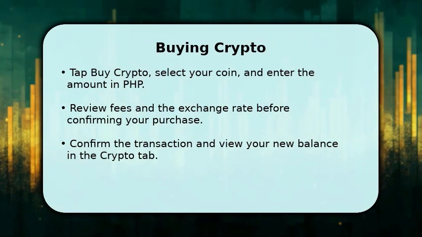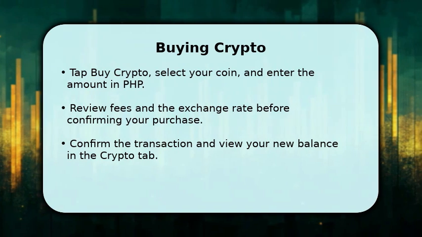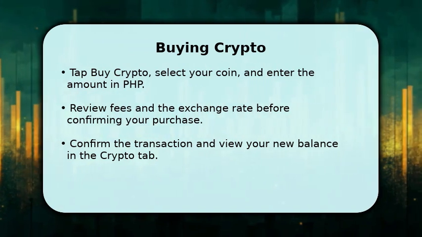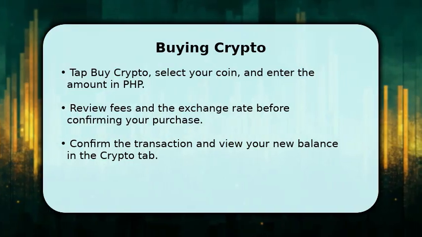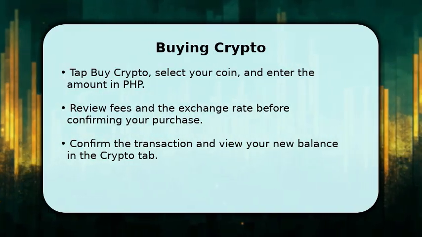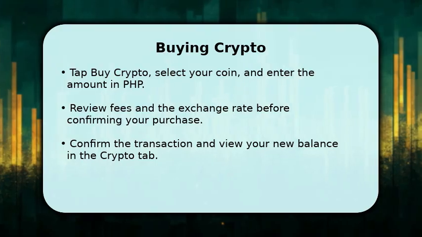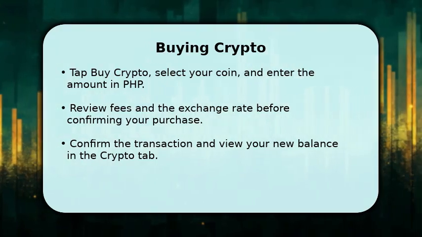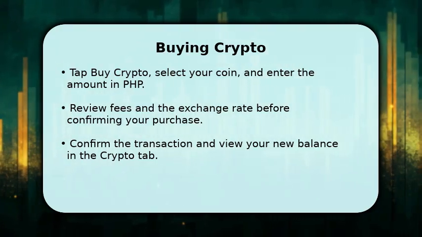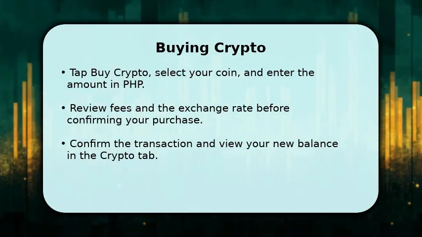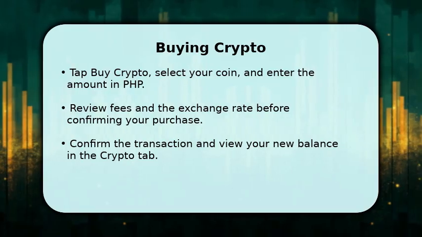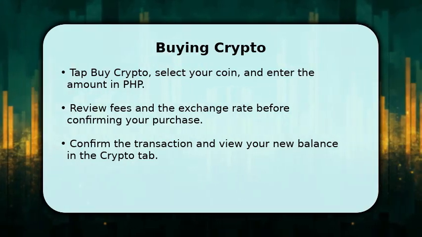To buy crypto, open the Buy Crypto section and choose the coin and amount you want to purchase with PHP. Confirm the displayed fees and exchange rate so there are no surprises, then approve the payment using your linked card or wallet balance. After the purchase completes, check the Crypto tab to see your updated holdings and use the built-in history to track transactions for peace of mind and simple record keeping.